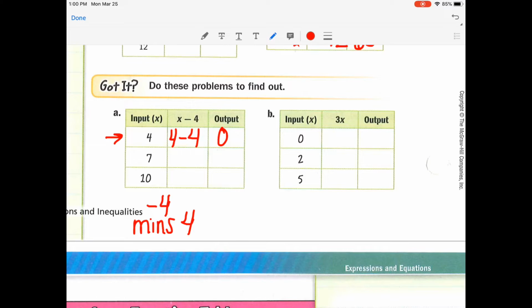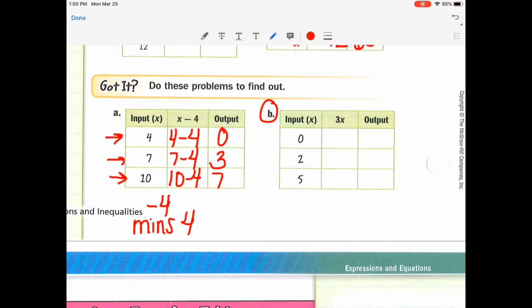And then I'm going to take the next number, which is 7, replace it with my x. 7 minus 4, which is 3. I'm going to take the next input, which is 10, and I'm going to do 10 minus 4, which is 7. You should be doing all of this with me. So if I were to come back to your book, this is going to be filled out.